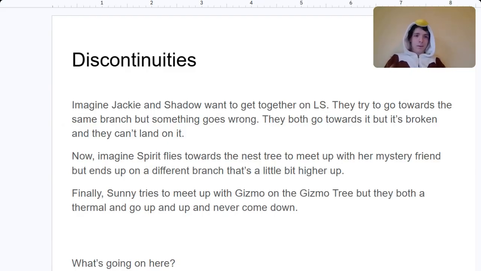And then our final example is Sunny and Gizmo try to meet up on the Gizmo tree, which is one of the trees that Gizmo went to after leaving the nest, and it was named after Gizmo. They meet up there, but instead of landing on the tree, they both catch a thermal and they just go up and never come down. So, what's going on with these? These are examples of discontinuities.